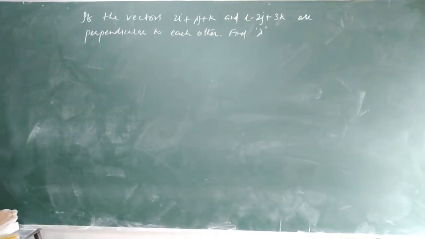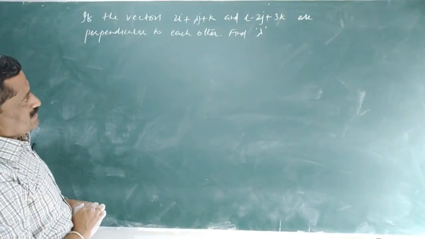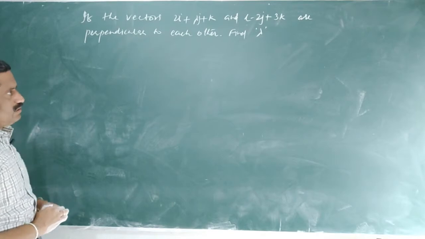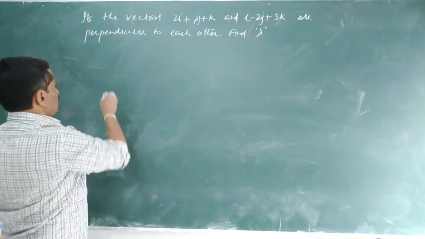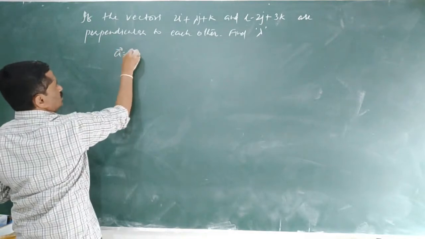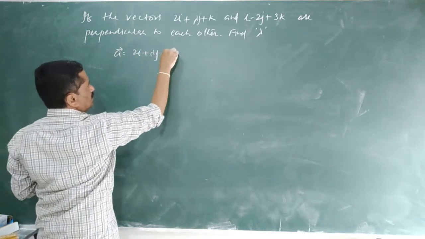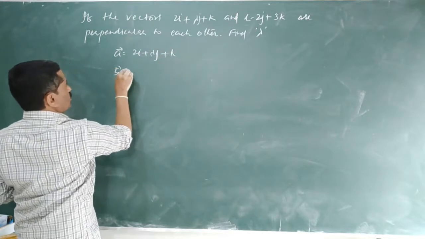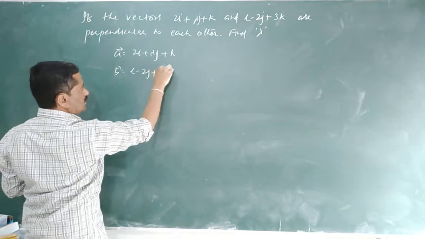Next, if the vectors 2i plus lambda j plus k and i minus 2j plus 3k are perpendicular to each other, find lambda. Similar question. So that is a bar is equal to 2i plus lambda j plus k and b bar is equal to i minus 2j plus 3k.